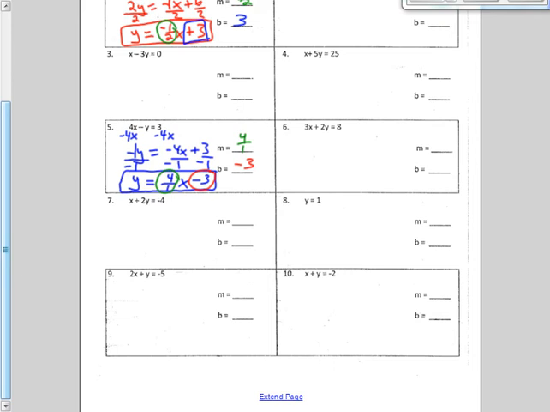Now, if I write that with x's in it, I've got y is equal to 0 x's plus 1. There weren't any x's in there, so I get y equals 0x plus 1. So now that is my slope-intercept equation. Y equals 1, sure, that could be your slope-intercept equation too.